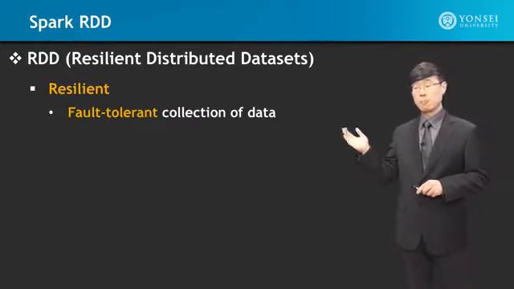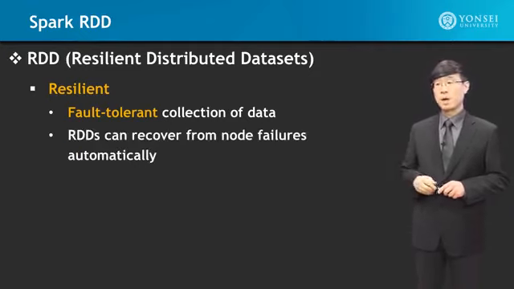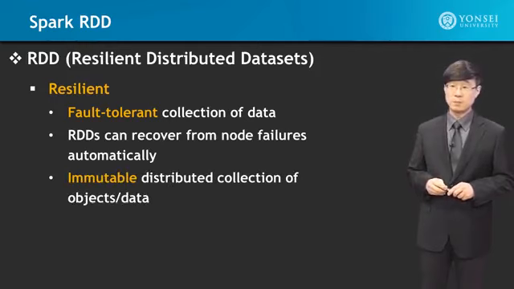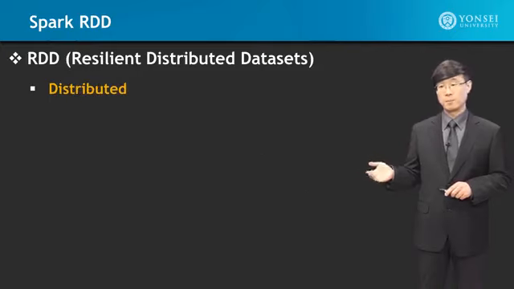First, resilient. Resilient comes from the meaning that it is a fault-tolerant collection of data. RDDs can recover from node failures automatically, which is why we say that it is fault-tolerant. It is also characterized as an immutable distributed collection of objects or data.